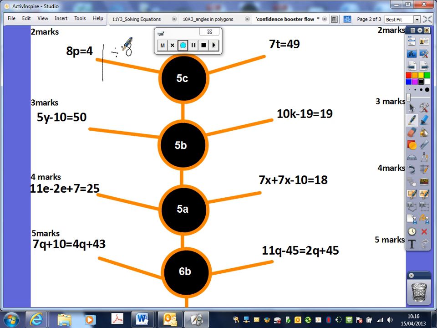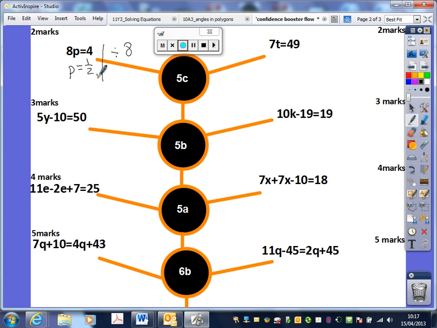8p divided by 8 is... 8p divided by 8. What are we left with on this side? P, good. Okay, and 4 divided by 8 is half. Good, that's it. Okay, this next one's a bit easier.